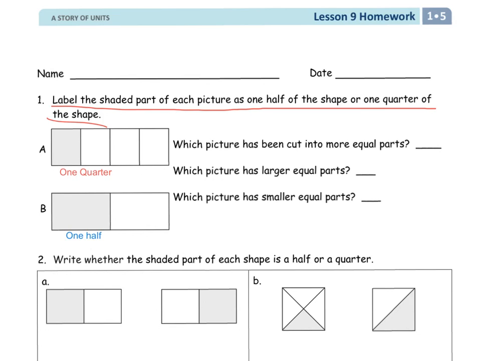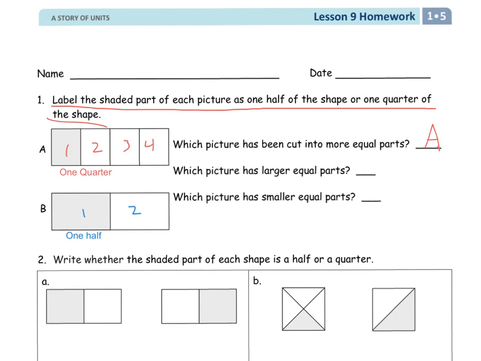Which picture has been cut into more equal parts? Well, I see that B has 2 equal parts. One here and the second one here. And A has 1, 2, 3, 4 equal parts. So A has more equal parts.